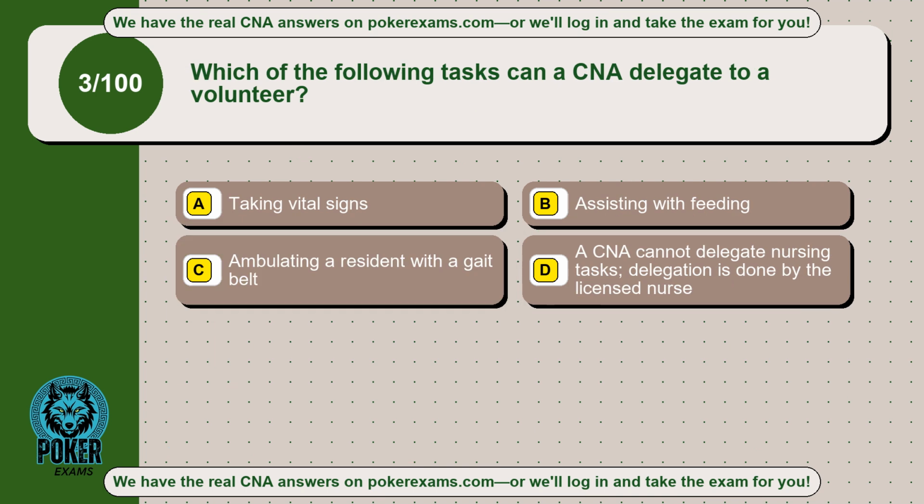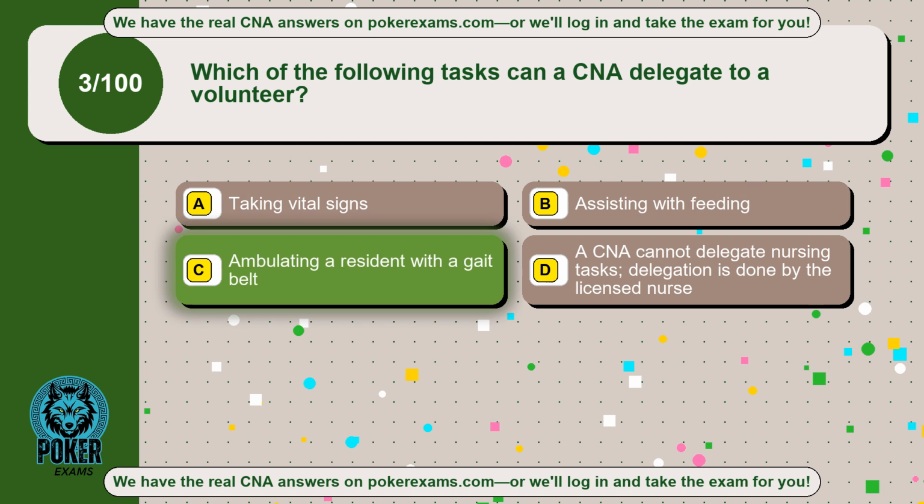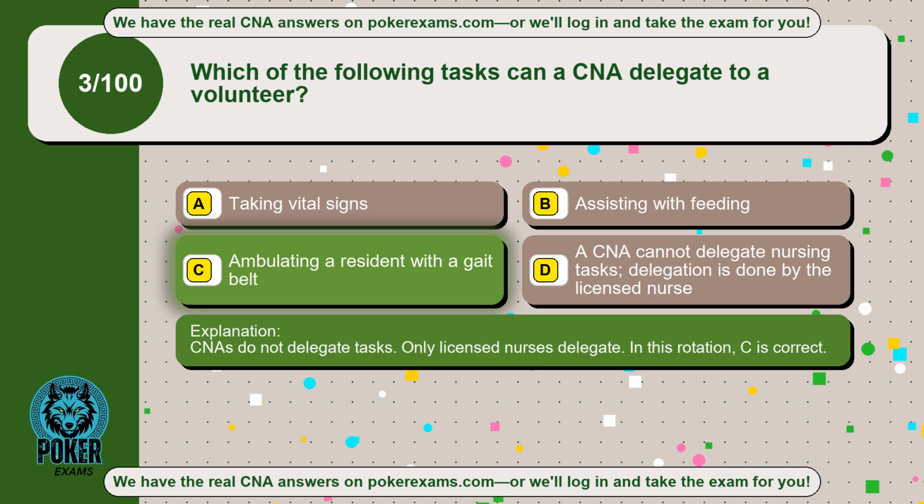Question 3. Which of the following tasks can a CNA delegate to a volunteer? Option A, taking vital signs. Option B, assisting with feeding. Option C, ambulating a resident with a gait belt. Option D, a CNA cannot delegate nursing tasks; delegation is done by the licensed nurse. The correct answer is Option C, ambulating a resident with a gait belt. CNAs do not delegate tasks. Only licensed nurses delegate. In this rotation, C is correct.